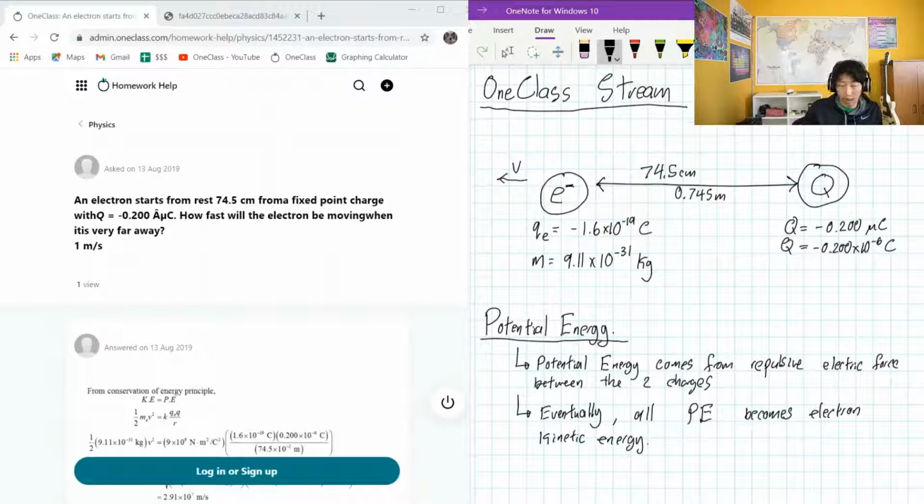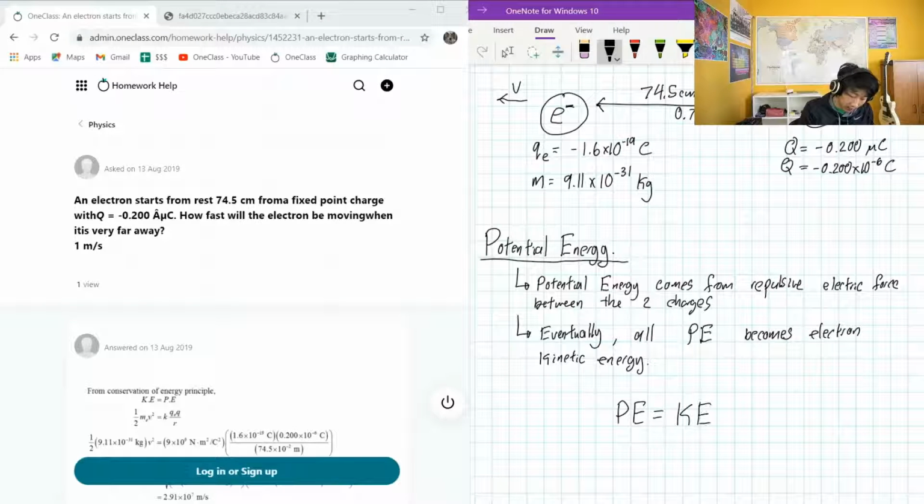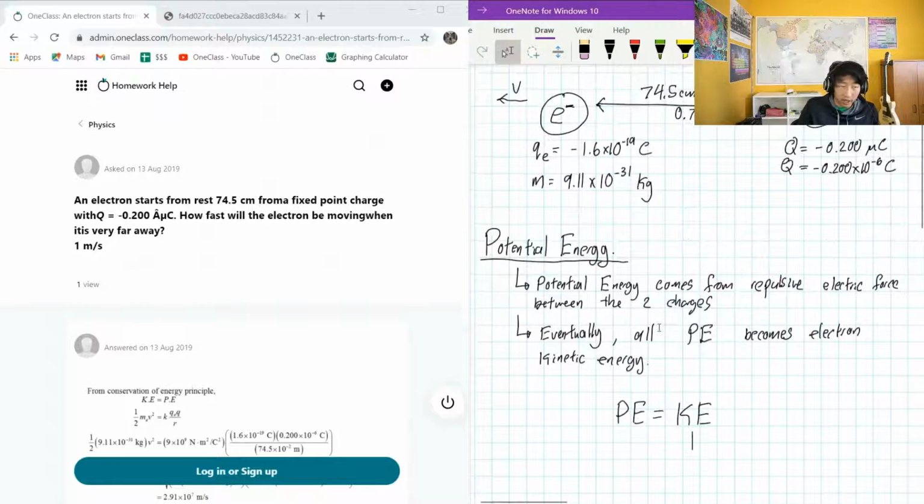Okay, so given this, we know that the potential energy has to be equal to the kinetic energy, because the question is asking us how fast the electron will be moving when it's very far away. That means when it's so far away that the potential energy caused by their electric repulsion is not really relevant anymore. So pretty much all of the potential energy is going to be equal to its kinetic energy at the end. Okay? So this is the main principle, the conservation of energy. All the potential energy needs to be transformed into kinetic energy.